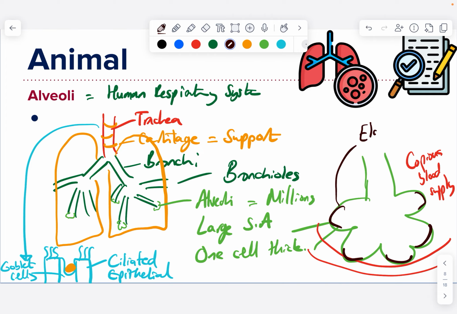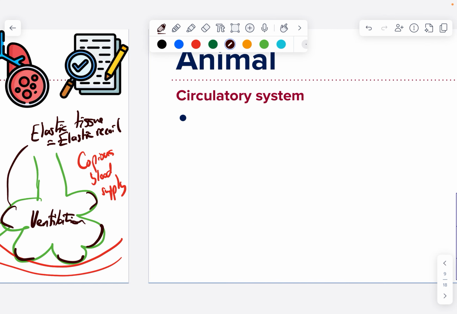And the final higher level piece is that every alveolus epithelial cell has lots of elastic tissue. And that allows for something called elastic recoil. So getting bigger and smaller allows it to take in air and then ventilate. So that's the process of ventilation, which is the taking in and out of air.